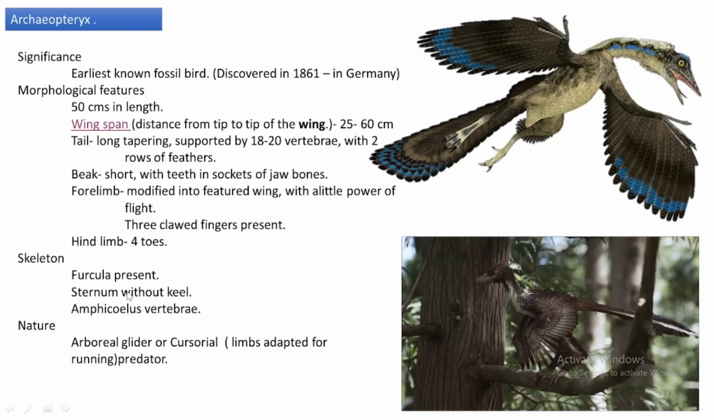And sternum is present, but it is without keel. Vertebrae is amphicoelous. Amphicoelous means anterior and posterior, both are concave. What about the nature? Nature means what about its habit regarding flight or anything? They are arboreal glider. Glider means... it is cursorial. Cursorial means its limbs are more adapted for running behind the predator. More than flying, it's more adapted. Its limbs are adapted for running to get its prey. Okay.